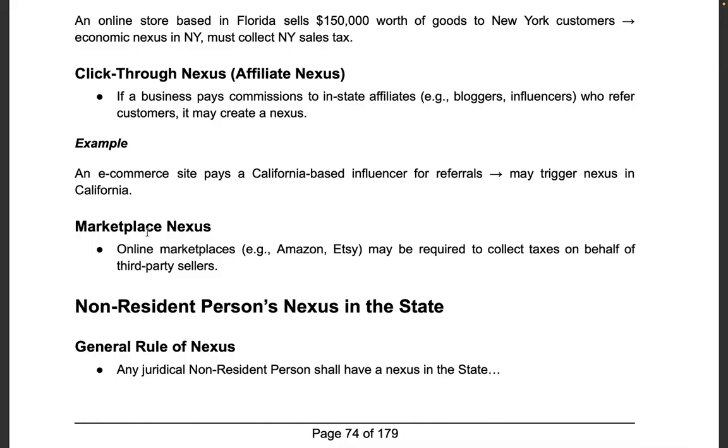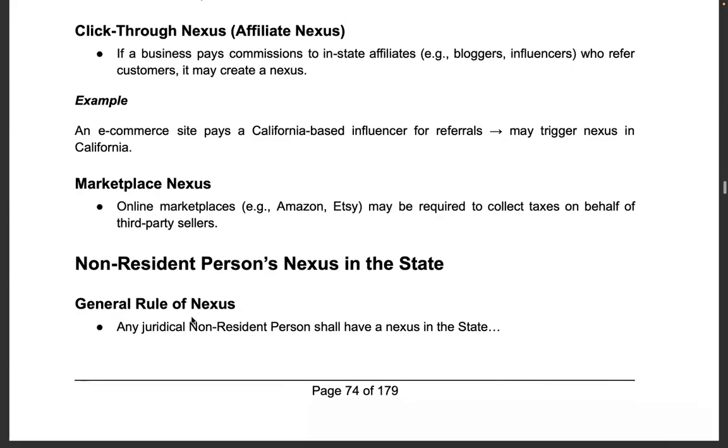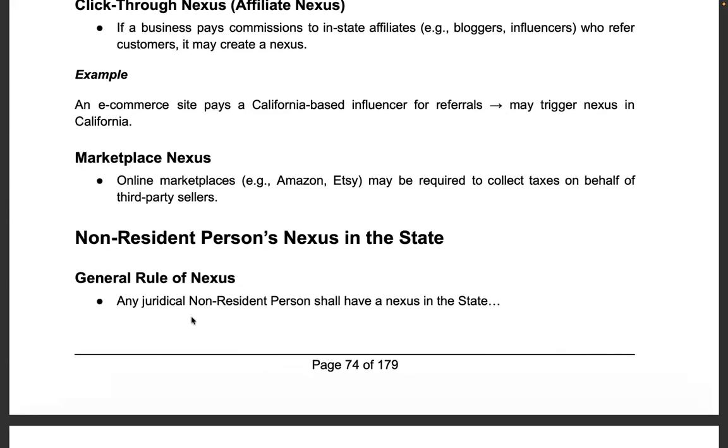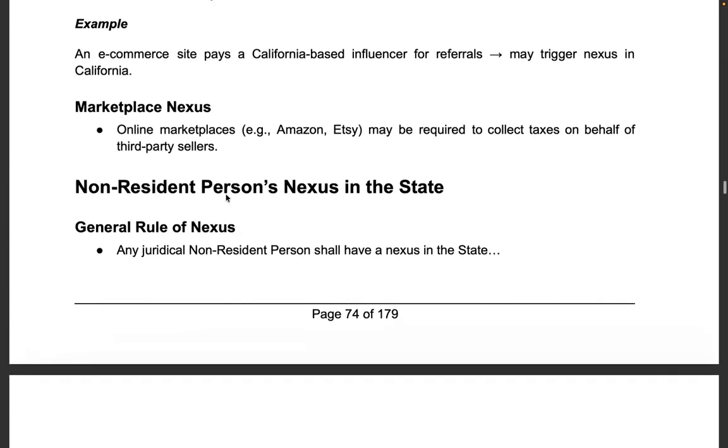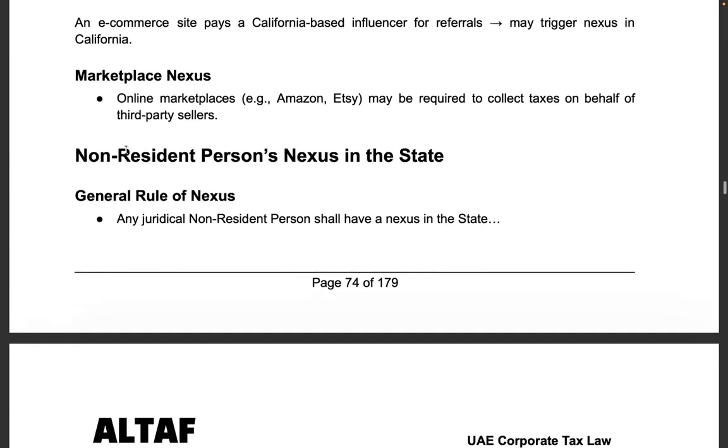In terms of VAT, you have to register, correct? Yes, for VAT you have to register. Yes, absolutely. A non-resident supplying goods, yes, they have to register. Okay, so non-resident persons' nexus in the state.